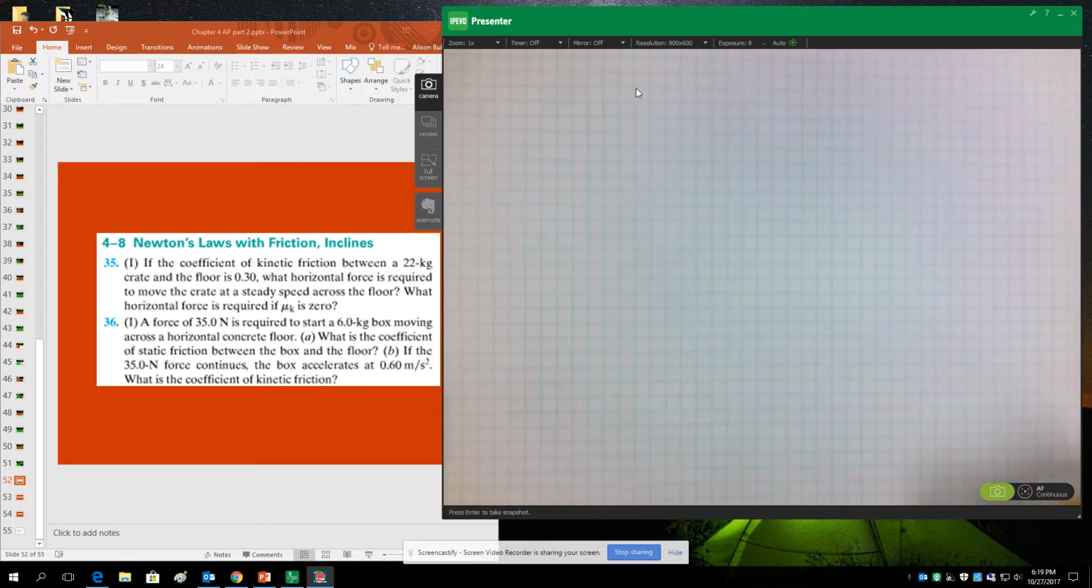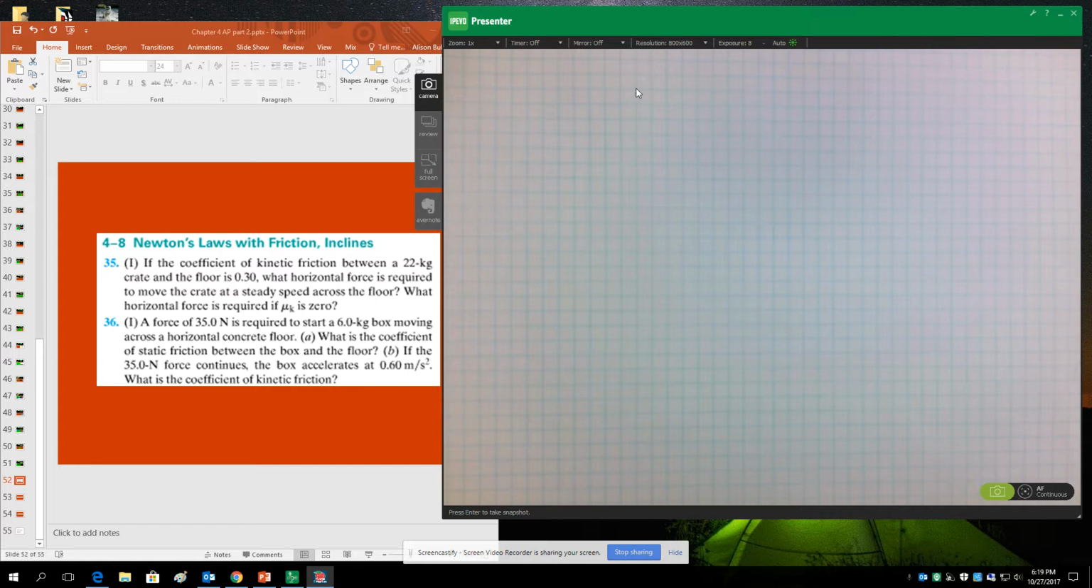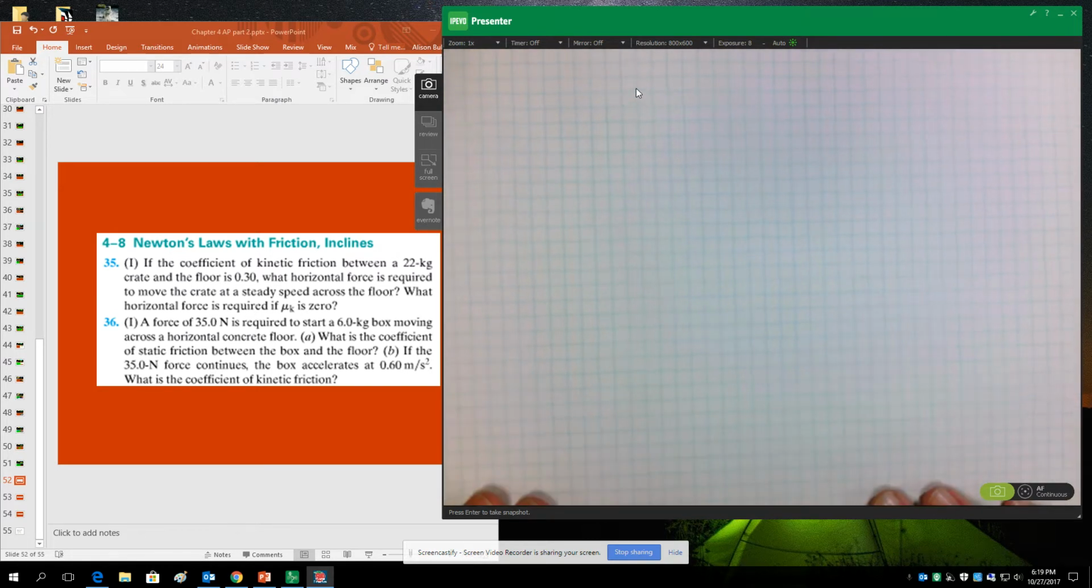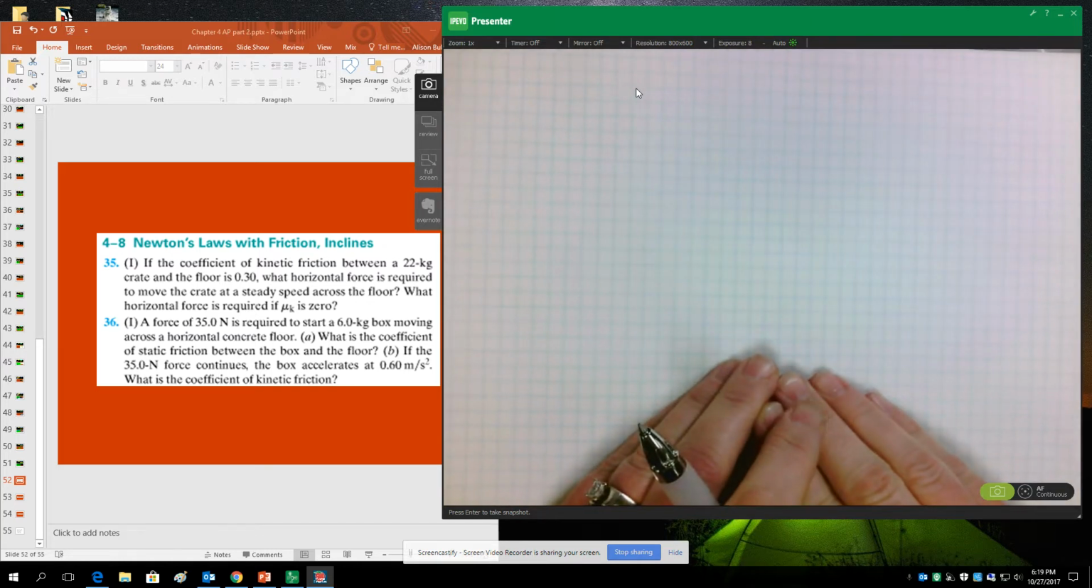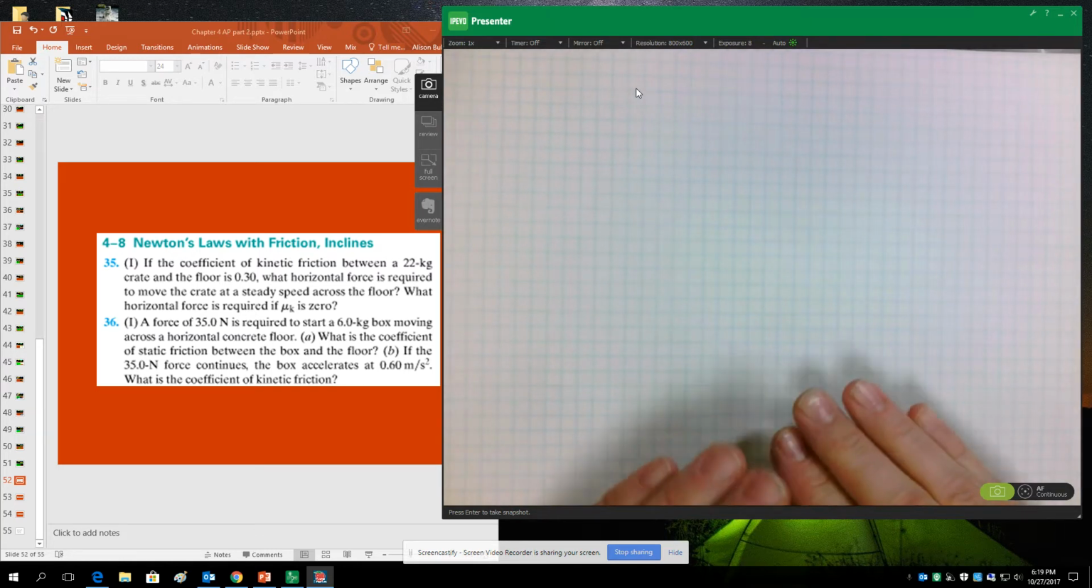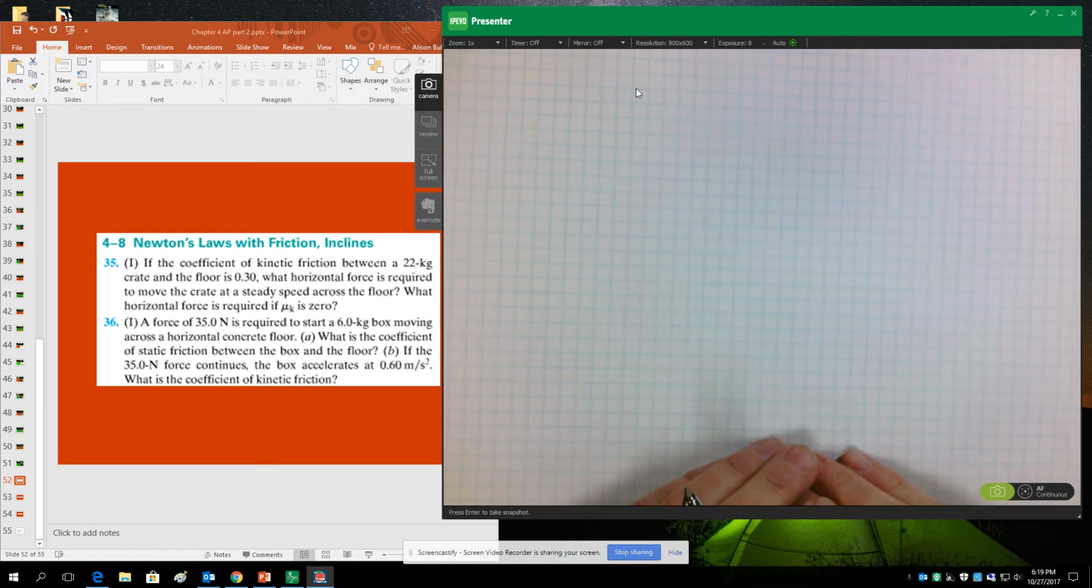That would be Newton's first law. Okay, so back to 36. A force of 35 newtons is required to start a 6-kilogram box moving across a horizontal concrete floor. The phrase "required to start it moving" is telling me about the maximum force of static friction. I'm looking at a situation where it's at rest and there's a force applied, and there's this breaking point where it starts to move.